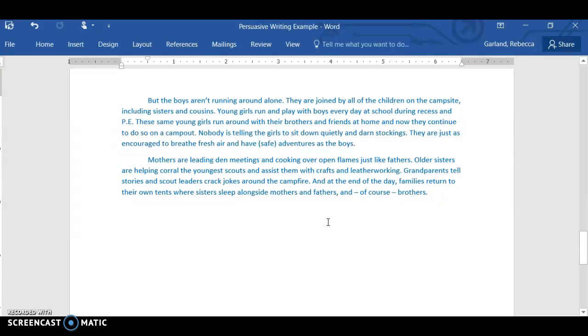Young girls run and play with boys every day at school during recess and PE. These same young girls run around with their brothers and friends at home, and now they continue to do so on a campout. And I missed a comma. Let me add one in there. Nobody is telling the girls to sit down quietly and darn stockings.